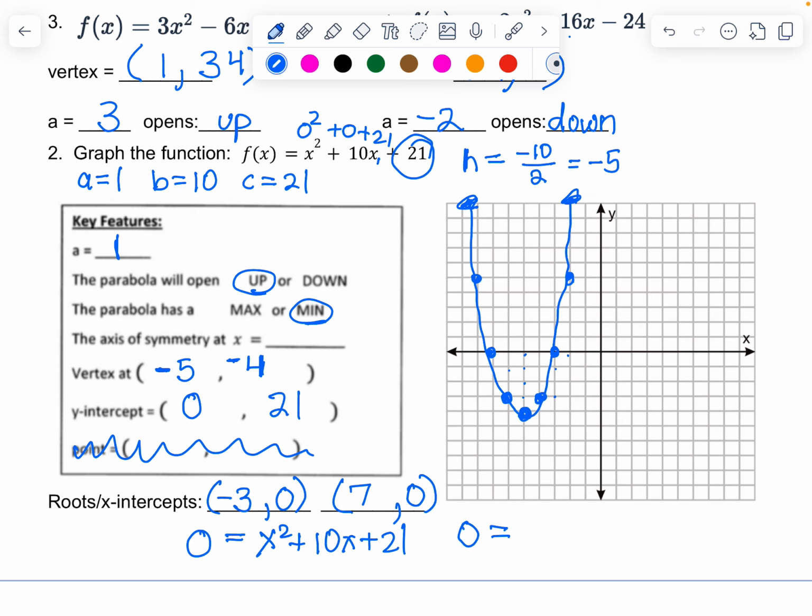Hopefully you know that when we solve a quadratic, we can do this. What would it be? X plus 3. Oh, this is -7. Okay, because I would get x plus 3, x plus 7, set those equal to 0, and we've got our quadratic equation that we could solve, and we could also get the roots or the x-intercepts.